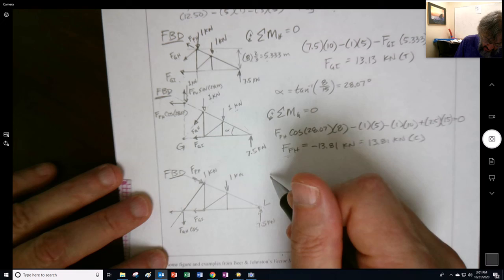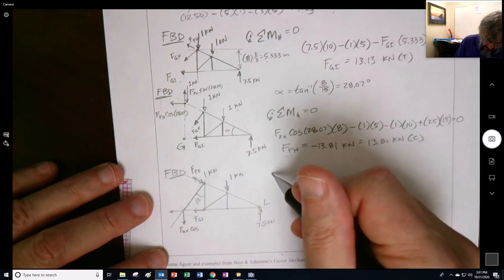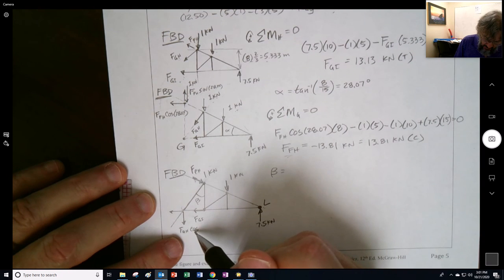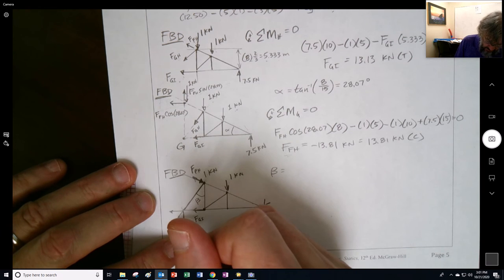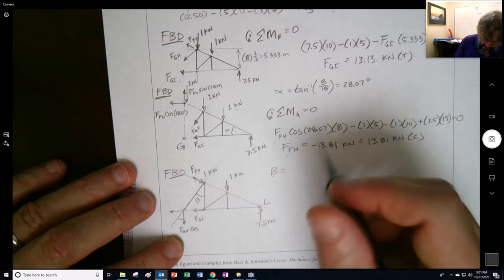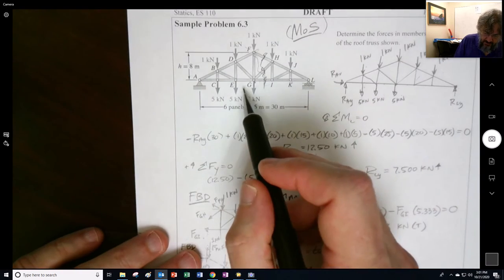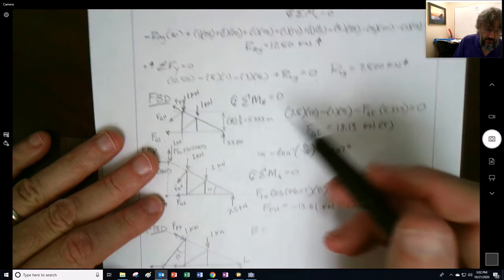Okay, I need to get that beta. How did I define it? I defined this beta this way right here. That angle is the same as this angle right there. That's why it's cosine, not that one. And that beta, its opposite length is 5, and its vertical length is that same 5.33.